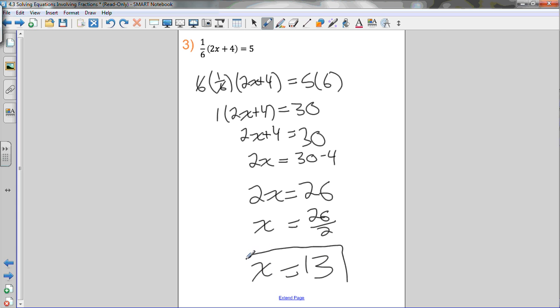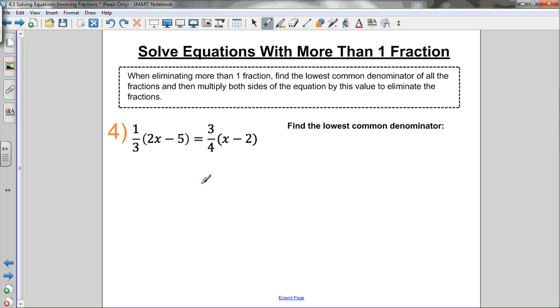That's my solution. Don't forget that you can check that solution by plugging it into your equation and making sure that's the value of x that makes the left side equal the right side.